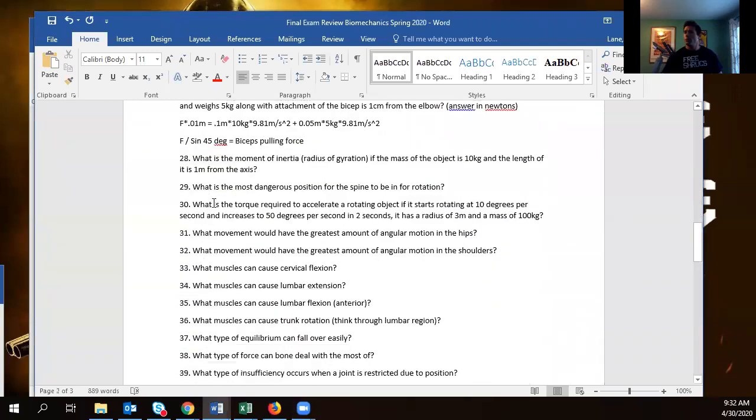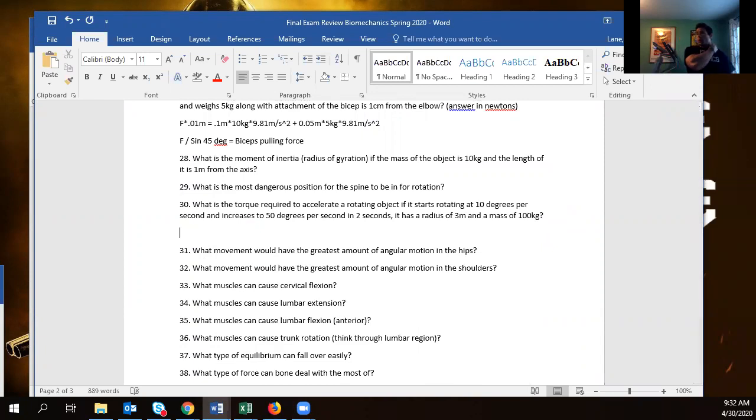So number 30. Oh man, nice, good choice. Okay, torque required to accelerate a rotating object if it starts at 10 degrees per second and increases to 50 degrees per second in 2 seconds and has a radius of 3 meters and a mass of 100 kilograms. So now we've got something that's legitimately complicated that we're gonna have to break down.